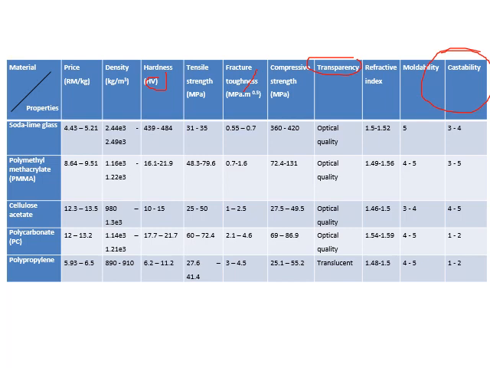Transparency is optical quality, meaning almost 100% transparent. Refractive index is between 1.5 and 1.52, so it doesn't reflect very much. Moldability 5 means this is a good material to be molded. And castability, easy to be produced.